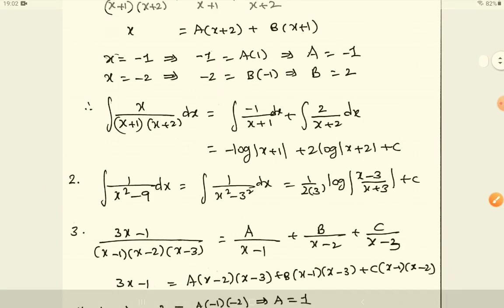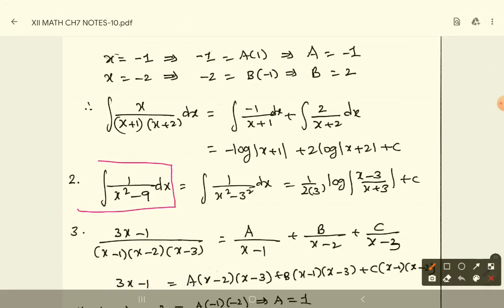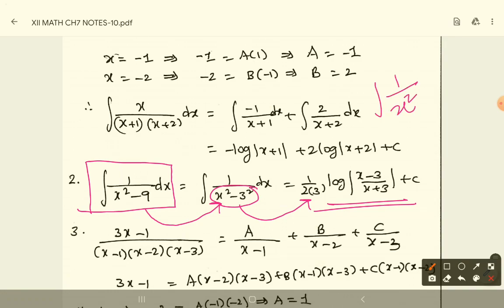For the second question, using special integrals is better. Directly you can apply the formula: 1 by (x square minus 9) can be expressed as x square minus 3 square, which is related to the x square minus a square formula. The formula is the integral of 1 by (x square minus a square) dx is equal to 1 by 2a log mod (x minus a) by (x plus a) plus c. This special integral formula was used here. Otherwise you can do it by factorization and then use partial fraction decomposition type 1.